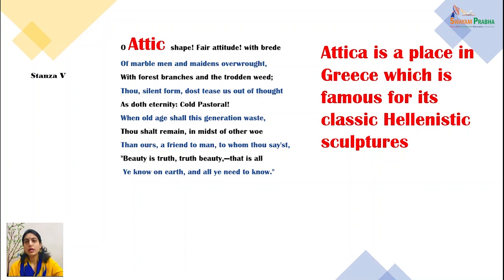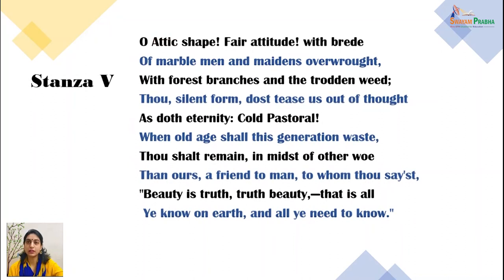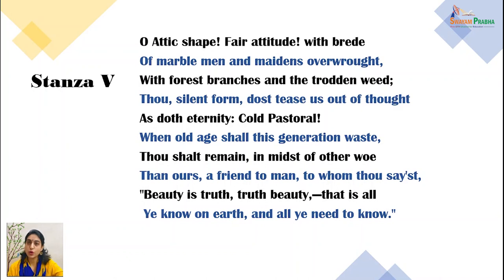Now here we see that the poet in the first stanza has called the urn with different metaphors, and he has personified it in the first stanza, whereas here the urn is more like an artistic object to him. And looking at the graceful presence and appearance of the urn, he further calls it fair attitude. Attic shape and fair attitude are the apostrophes he uses here for the urn.